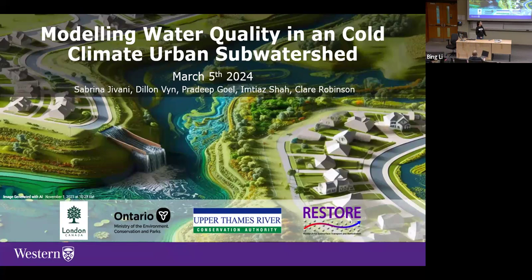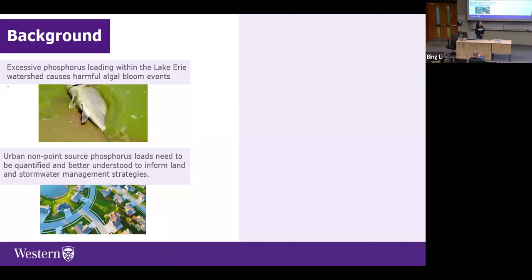Yes, so I'm Sabrina, and I'll be introducing the topic that I've been working on, which is modeling water quality in a cold climate urban sub-watershed. Just to start off with a little bit of background, excess phosphorus loading has been contributing to harmful algal blooms within the Lake Erie Basin and also just freshwater lakes overall.